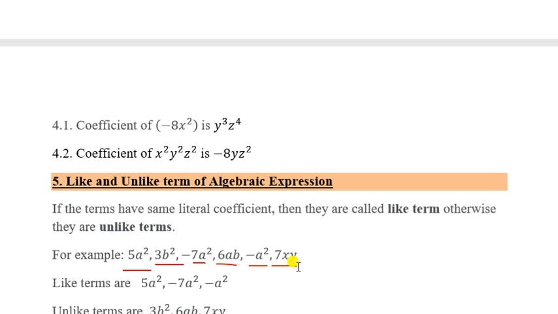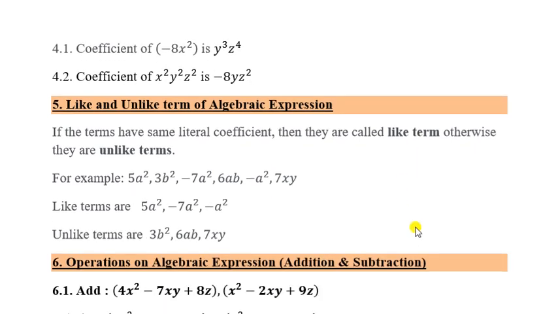From there we have to find like terms. That means we have to find the same kind of literal variable. See here a square and here b square. We cannot take b square. Here also a square, yes, and here also a square. That means we can take 5a square, minus 7a square and minus a square. They are all like terms, and the rest are unlike terms. That means 3b square, 6ab, 7xy are completely different. So they are not alike. They are unlike terms.